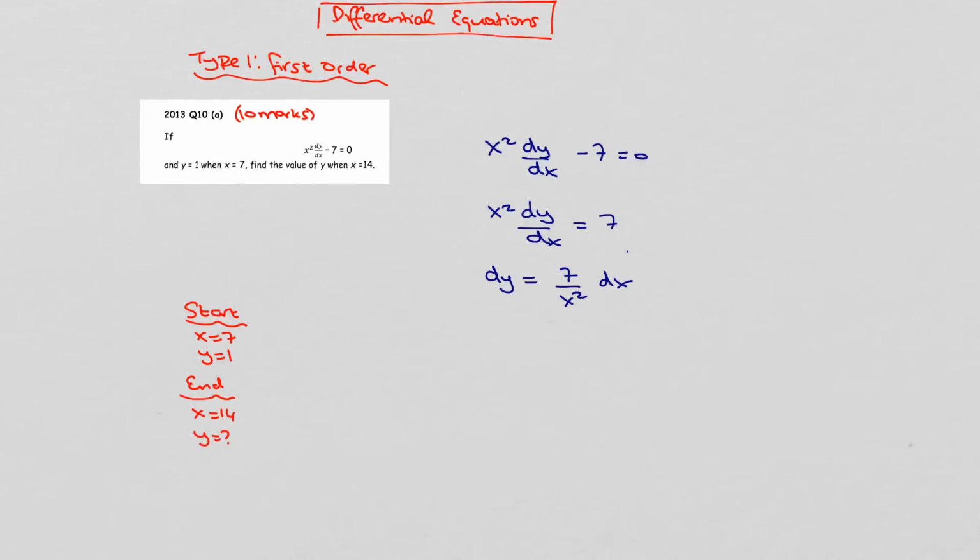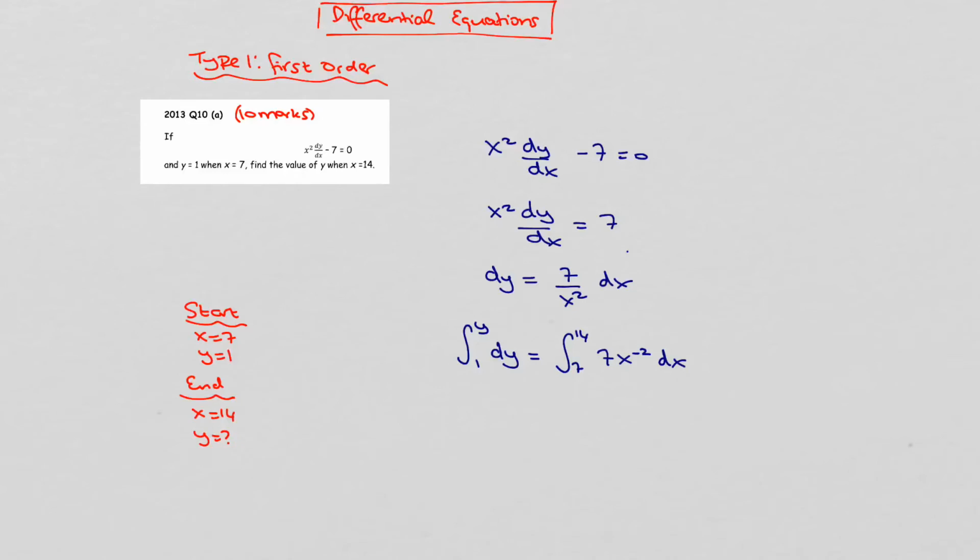So therefore what I'm going to do is integrate the left with respect to y, where my upper limit is the one we're looking for, y, and my lower limit is 1. And then I'm going to integrate the right, but of course we can't integrate 7 over x squared, so I'm going to write that as 7x to the power of minus 2 dx, my upper limit being 14 and my lower limit being 7. Okay, and now we're ready to integrate both sides.